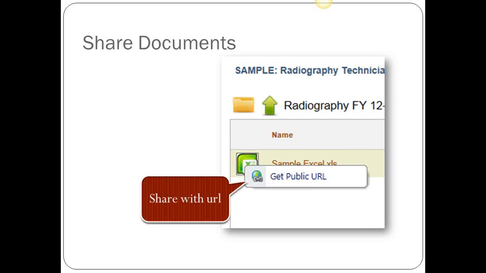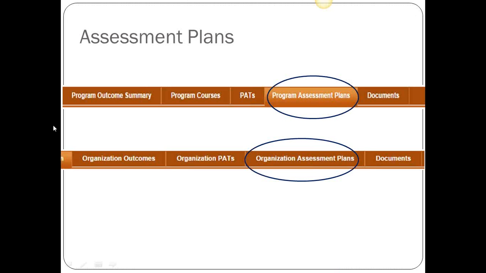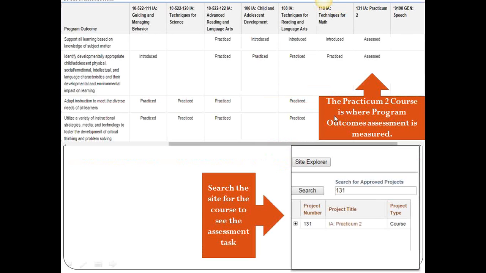Ultimately it's there so that you can examine it and evaluate it and look at the data and how students did on assessments, and where things look great or where things need to be improved. And so WIDS also has an area for program improvement. In each of the modules, program and organization, there is an area for assessment planning. And assessment planning is where we looked at Practicum 2, which is where assessment was occurring for the program instructional assistant.